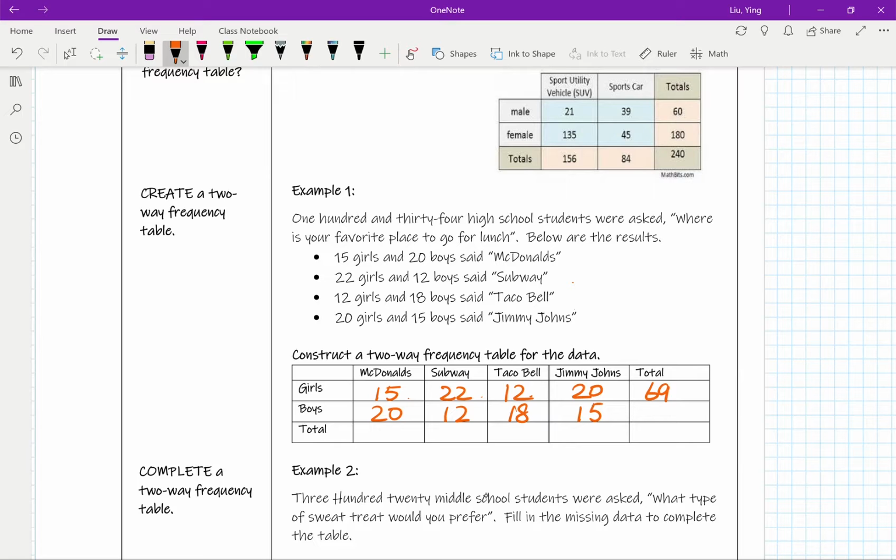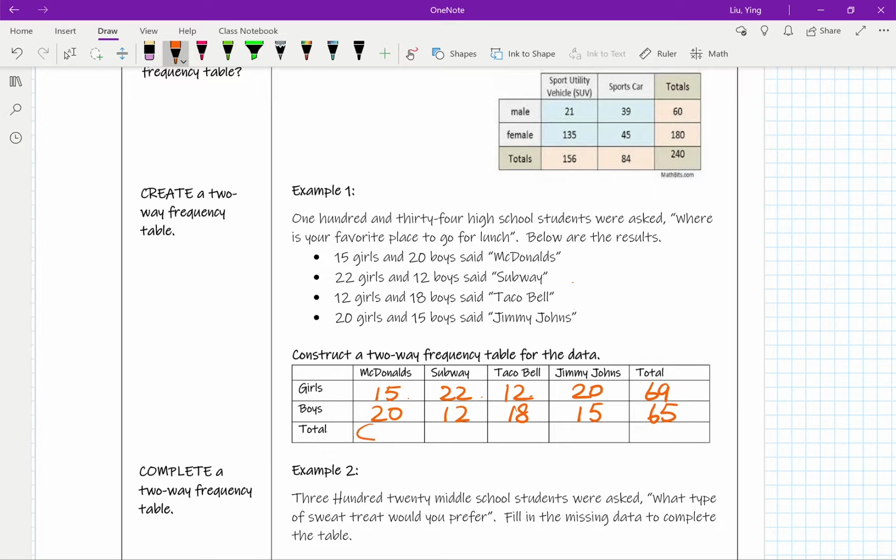Okay, we're going to do the same thing to fill out this blank. This blank means how many boys in total, right? So we're going to add up all the numbers for boys. So do 20 plus 12 plus 18 plus 15. So that's 65.